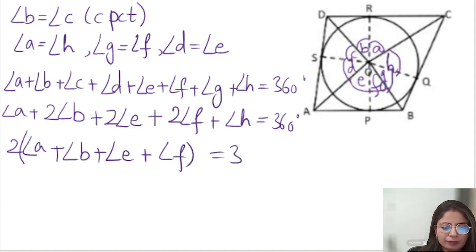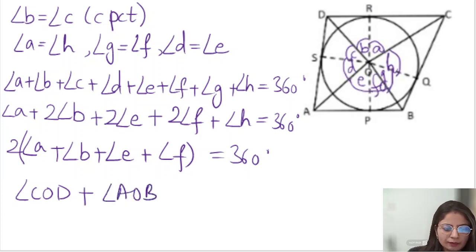This is 360. Now what is angle A plus angle B? This is angle COD, plus E plus F is angle AOB. Now taking 2 to that side, I'll have 360 by 2, which is 180. So we have proved that angle COD plus angle AOB equals 180.